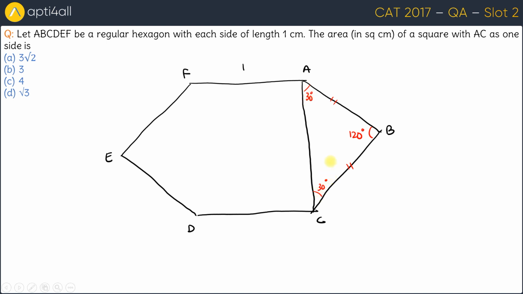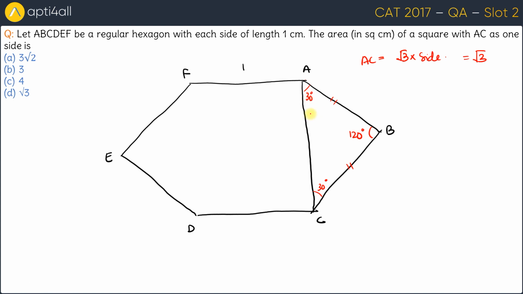Now in fact, if you remember, the distance between two parallel sides of a regular hexagon is √3 times the side, right? I was actually trying to derive it, but we'll derive it also. This is standard in a regular hexagon. FA and DC are parallel to each other. So the distance between A and C is √3 times the side. Side is 1, so AC will be √3 into 1, √3.